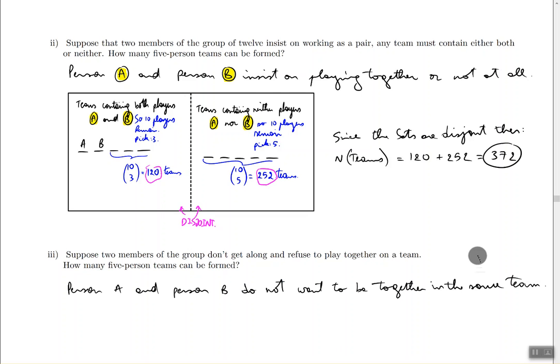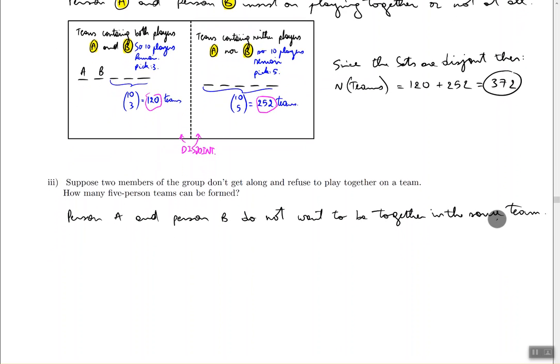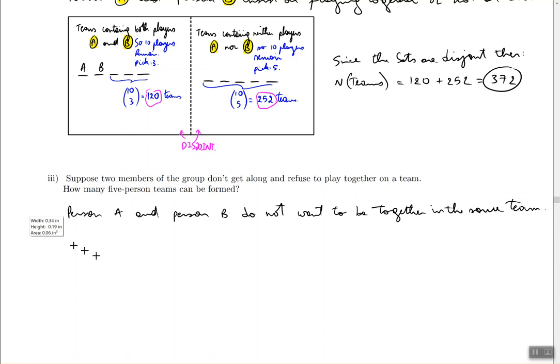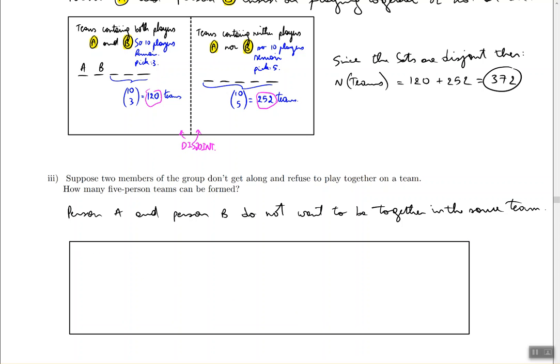Well, I could imagine a scenario similar to the one I did previously, a giant box. I just have to be more careful here. So in the first part of the box, I'm going to have the teams with A and no B. The second part of the box is going to have the person B, but not the person A. And then finally, the third part of the box is going to have no A and no B.